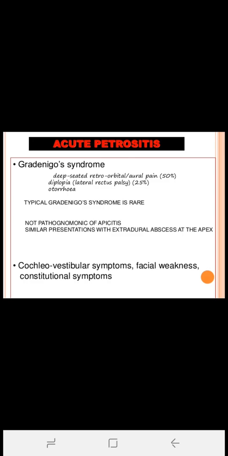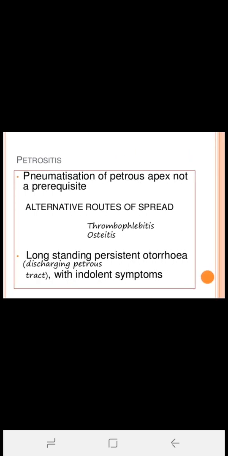It is not pathognomonic of apicitis. A similar presentation with an extradural abscess at the apex can also be seen. Cochleovestibular symptoms, facial weakness, and constitutional symptoms can be seen. Now, what is petrositis? Pneumatization of the petrous apex is not a prerequisite. Alternative routes of spread are thrombophlebitis and osteitis.